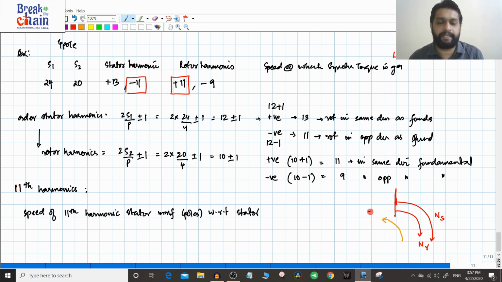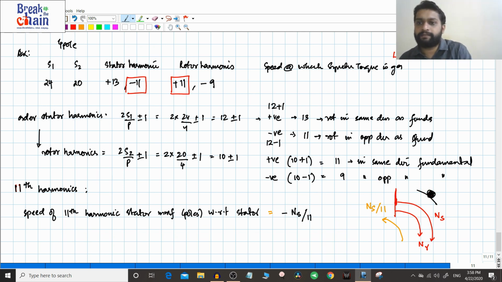It is rotating in the opposite direction, and it is rotating with the speed of ns by 11. To show that it is in the opposite direction, we have to put a negative sign here. So this is positive direction clockwise, and this is rotating in the opposite direction. So this is minus ns divided by 11, right? So the speed of 11th harmonic stator MMF poles with respect to the stator will be equal to minus ns by 11. And where is the stator? The stator is somewhere here. So this is the stator and these are the stator conductors. Okay, this is stationary.